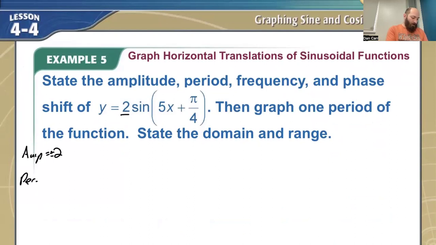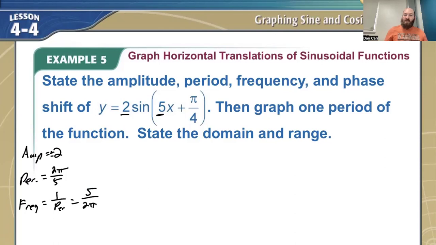Period. Remember that is going to be related to the 5. So it's going to be 2 pi divided by that 5. So in 2 pi over 5 radians, it's going to go one complete sine function. Frequency, remember, frequency is 1 over the period. So in this case, it's just going to be the reciprocal, 5 over 2 pi.